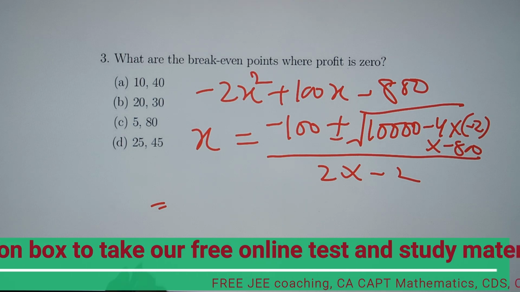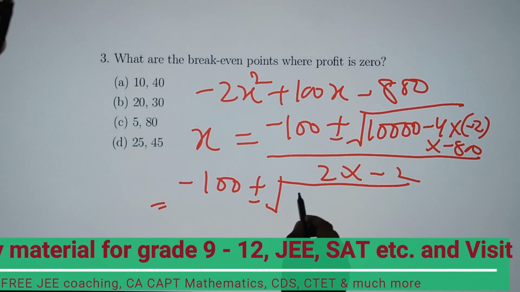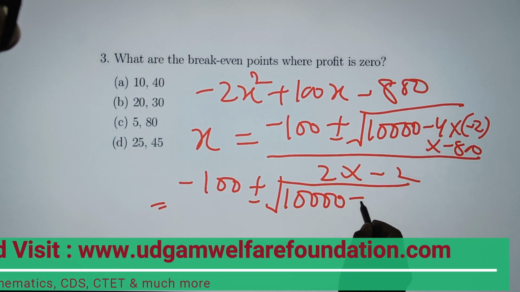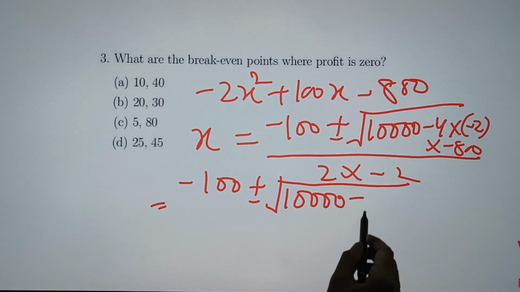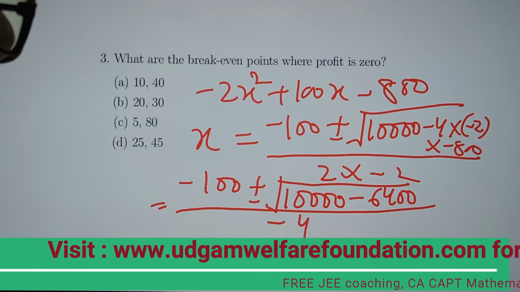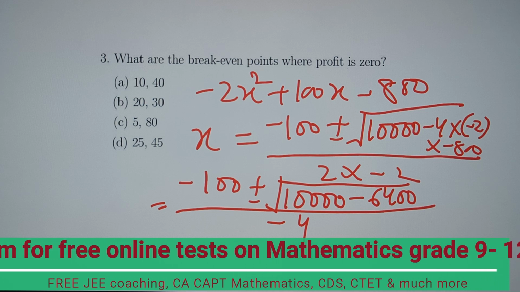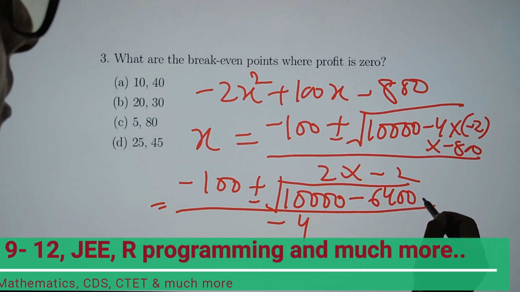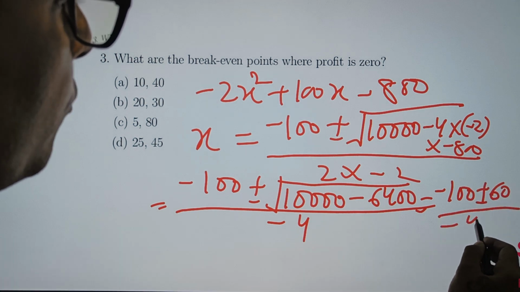Now we can easily simplify this, that is minus 100 plus minus root over 10,000 minus, minus into minus, then again minus, obviously it is going to give you minus here, then 800 into 8, that is 6400 upon minus 4. So 10,000 minus 6400 is going to give you 3600, and square root of 3600 is nothing but 60. So this is going to give us minus 100 plus minus 60 upon minus 4.